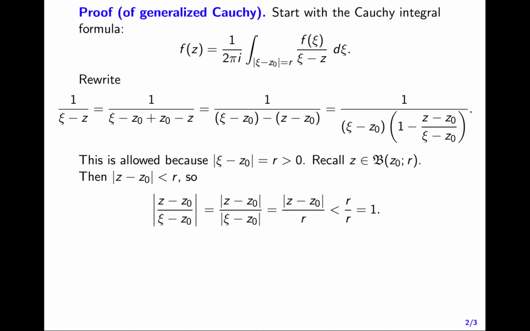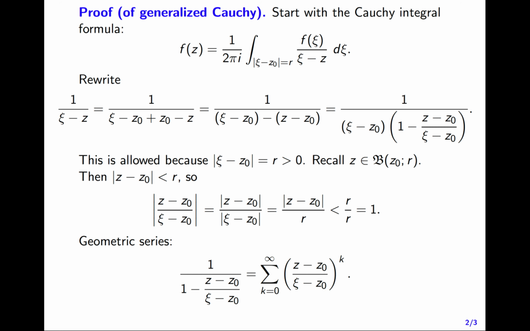Now look at that factor in the denominator up there. I have a 1 minus (z minus z0) divided by (ζ minus z0). And the modulus of (z minus z0) divided by (ζ minus z0) is strictly less than 1. I'm going to expand that factor as a geometric series. So 1 divided by 1 minus (z minus z0) over (ζ minus z0) is really going to be the sum from k equals 0 to infinity of ((z minus z0) divided by (ζ minus z0)), whole thing raised to the power k.